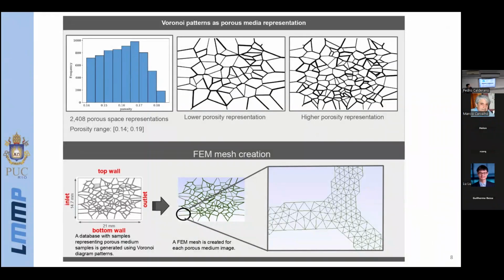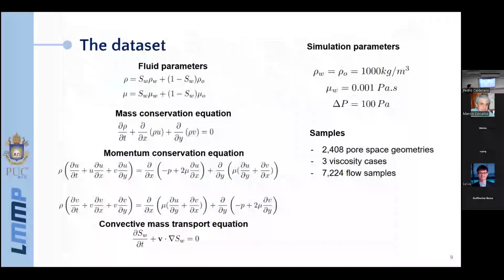Well, initially, those porous media representations were considered to be entirely filled with oil, and water would be injected at its inlet. The inlet is the leftmost part of the figure, and the water would displace the oil. The oil would be extracted at the outlet, the rightmost part of the figure.